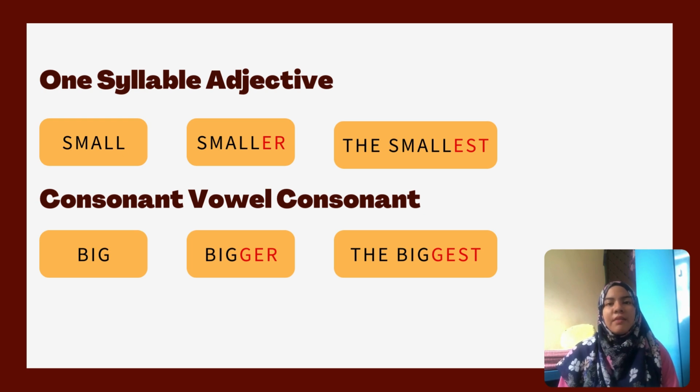However, if the adjective ends with a consonant plus vowel plus consonant spelling, the final consonant must be doubled before we can add the er or est part. For example, here, big. We can see that B is a consonant, I is a vowel, and G is a consonant. So we have to double the last consonant, which is G, before adding er or est. Big, then we double the G: bigger, the biggest.